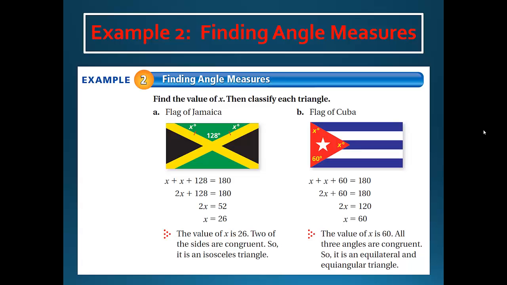For B, we're going to add our 3 angle measurements, so we have x plus x plus 60, and set that equal to 180. Now we can solve our equation. X plus x is 2x, so we have 2x plus 60 equals 180. We can then subtract 60 from each side, so we'll have 2x equals 120, and now we would divide by 2, so x will equal 60. The value of x is 60. All 3 angles are congruent, so it's an equilateral and equiangular triangle.